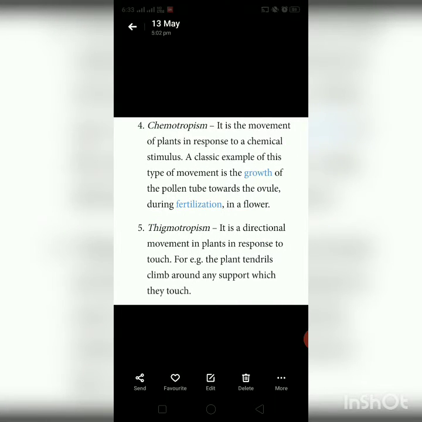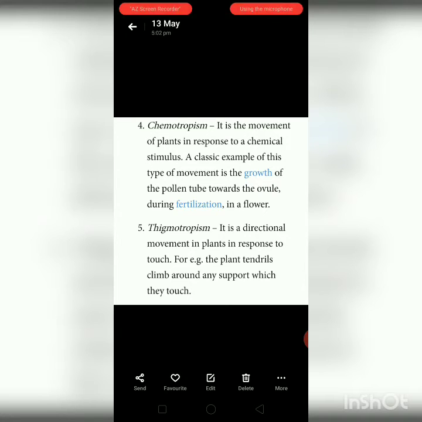Now chemotropism. It is the movement of a plant in response to a chemical stimulus. A classic example is the growth of the pollen tube towards the ovule during fertilization in a flower. So the parts of a plant move towards the chemical stimulus. Chemicals here do not mean chemicals from the chemistry lab; chemicals are present in the plant's body also, and the plant part moves towards them.